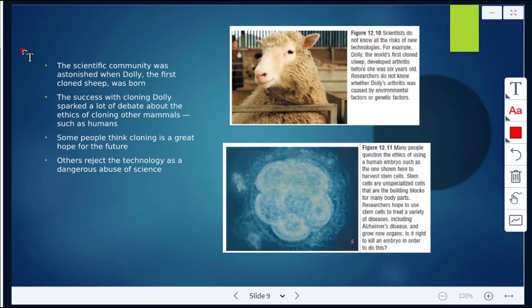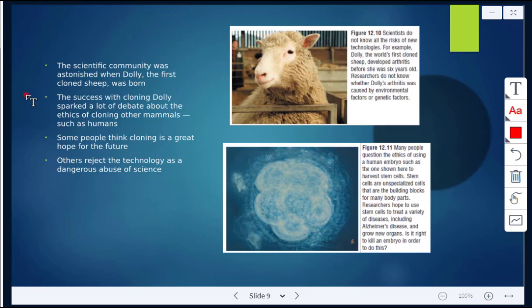This here was the world's first cloned sheep. This is Dolly, the first sheep that was cloned, and she developed arthritis before she was 6 years old. And researchers don't know whether it was caused by environmental factors or genetic factors. But the scientific community was shocked and astonished when Dolly, the first cloned sheep, was born. The success with cloning Dolly sparked a lot of debate about the ethics of cloning other mammals or cloning humans.